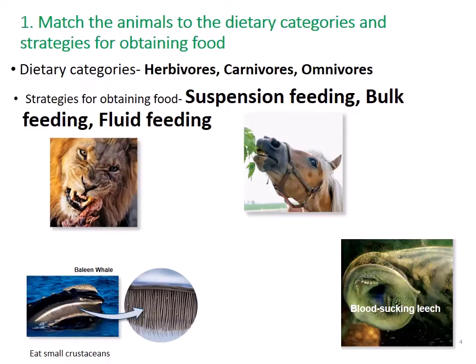So this baleen whale is actually a carnivore, and it is a suspension feeder. And then the blood-sucking leech, I think that one's pretty obvious. It is a carnivore, and it is a fluid feeder.